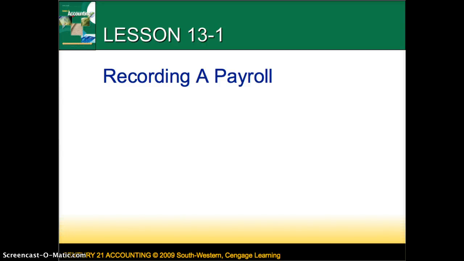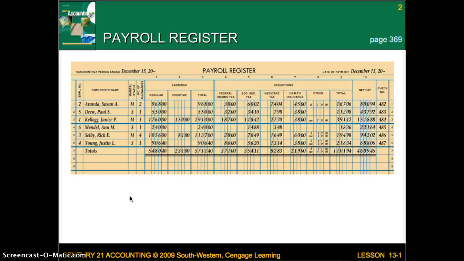This is 13.1, recording of payroll. This is found on page 368 of your book. We worked with paying employees last chapter, and working on what that means to make sure people are getting paid, and writing their paycheck and preparing our payroll account.